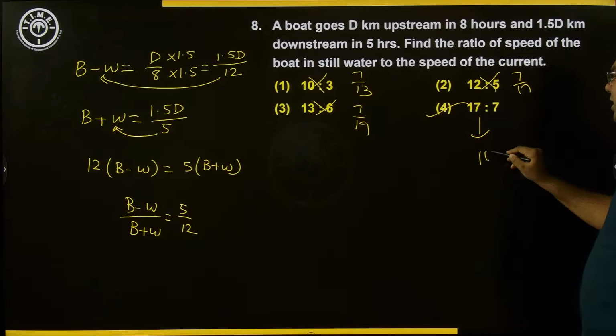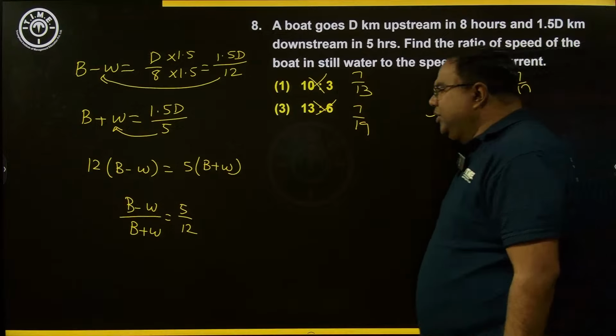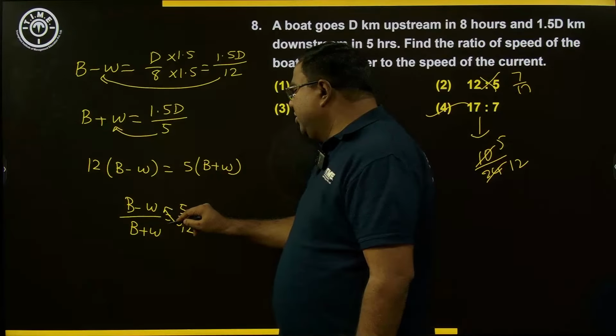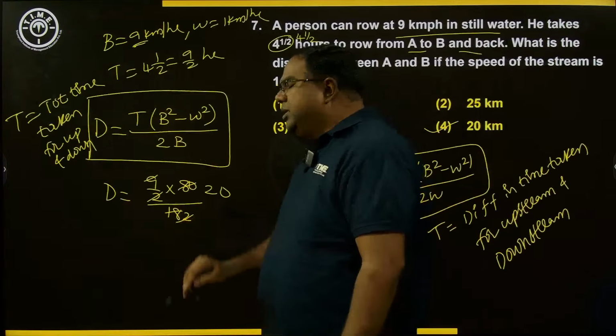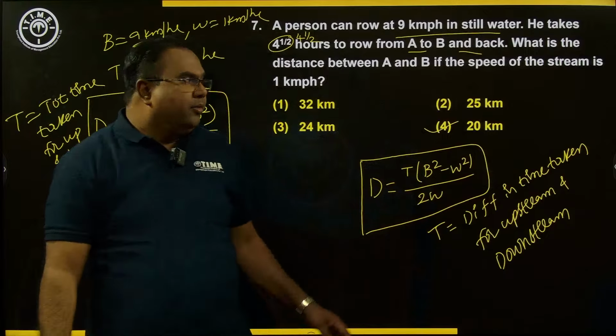17 minus 7 is 10, 17 plus 7 is 24. It has to be 2 5s, 2 12s. You will get the answer. Or you do cross multiplication and simplify, you are going to get the answer. Right? That's all. Fine, let's move on.